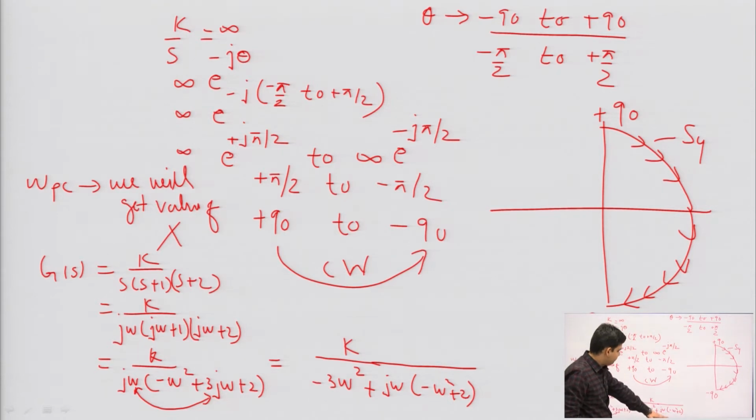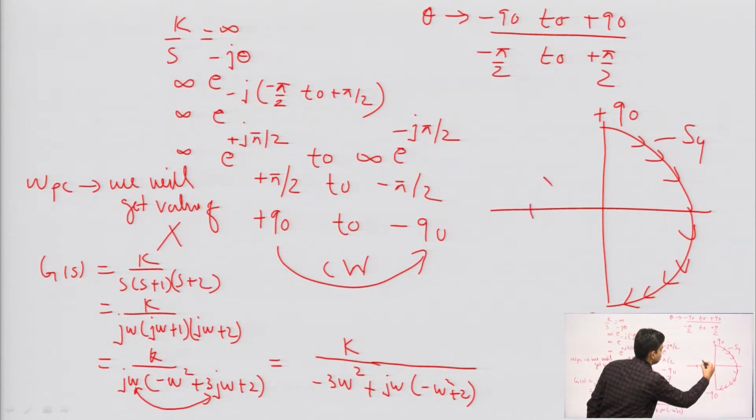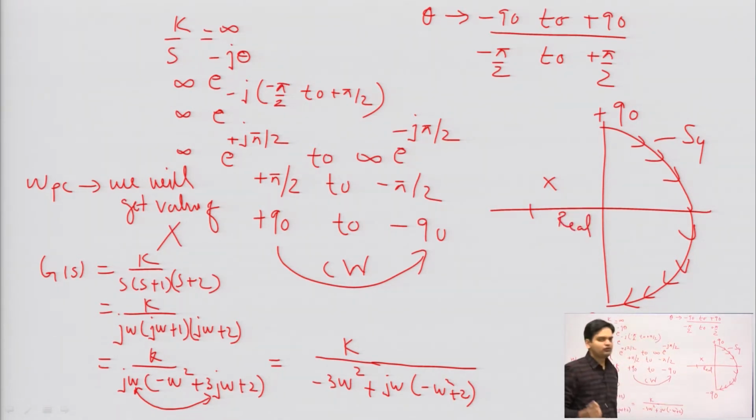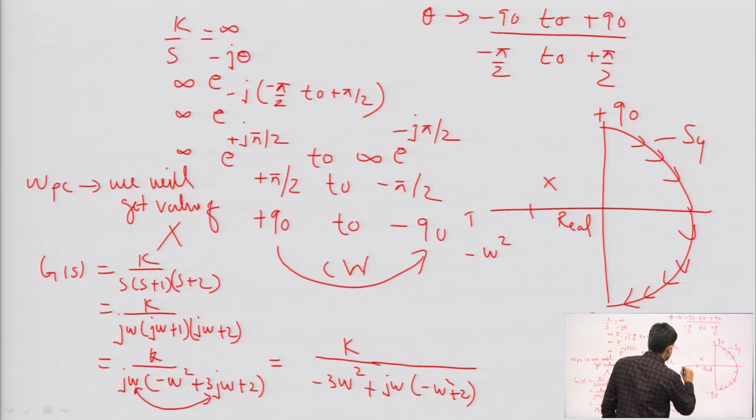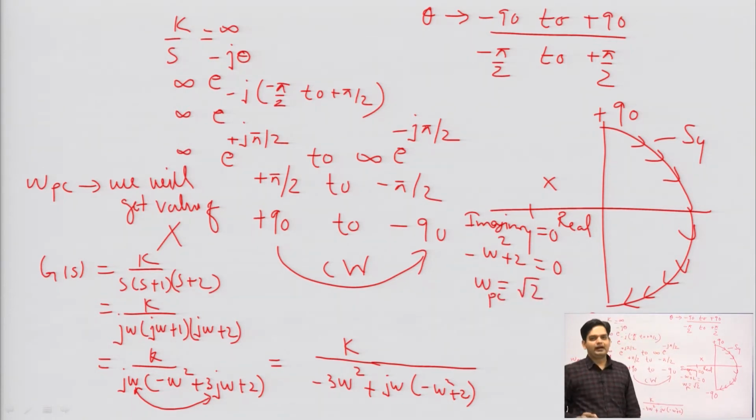So, here my imaginary part is 0. If we want to know the x intercept, my imaginary value would be 0, then we will get the real value. We saw this concept in the polar plot, or if you solve the numerical polar plot, then you would be very clear about it. So, I will put the imaginary term equal to 0: minus omega square plus 2 equal to 0. From here omega is plus minus under root 2, this is omega p c. Now, I will put this omega p c in the real value of this term, then I will get the value of x.